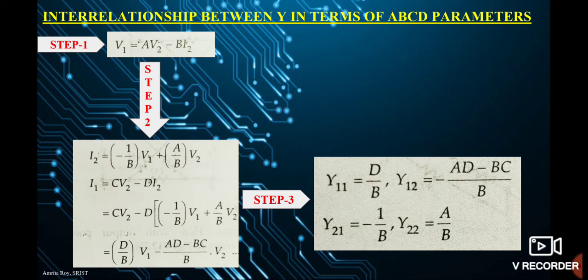So by rearranging the equation we will get D by B into V1 minus (AD minus BC) by B into V2. In the last step, that is in step 3, we will get Y11 equals D by B, Y12 equals minus (AD minus BC) by B, Y21 equals minus 1 by B, and Y22 equals A by B.